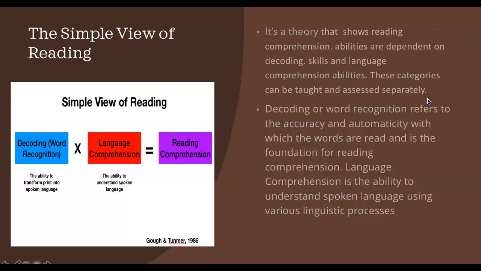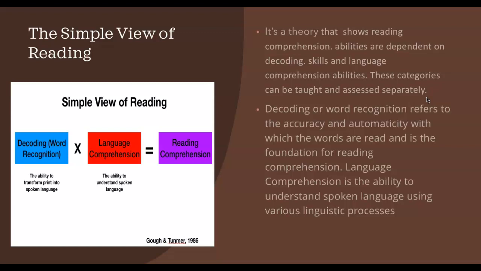There are 4 different stages. The first stage is the simple view of reading. This is a theory that shows reading comprehension abilities are dependent on decoding skills and language comprehension abilities. These categories can be taught and assessed separately.